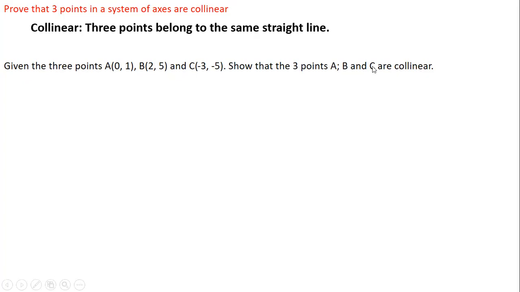To prove that 3 points are collinear, how can we prove this? What is the rule here? I want to ask you guys. I said 3 points are collinear if they belong to the same straight line. What is the most important thing that we should care for in a straight line? Who remembers?